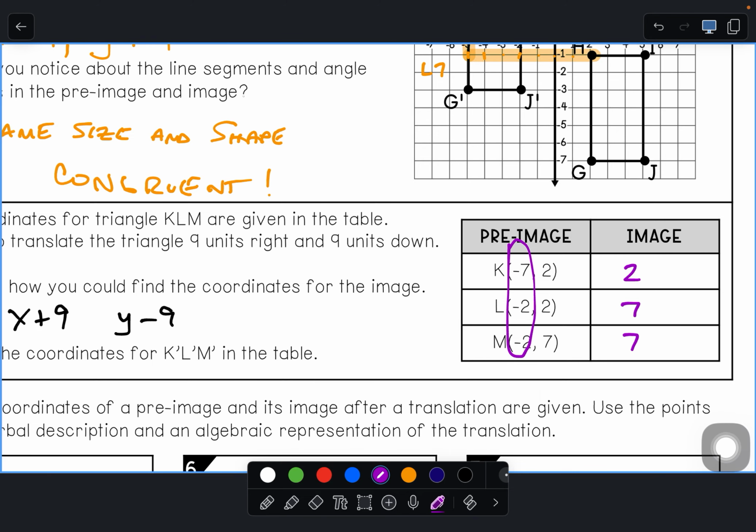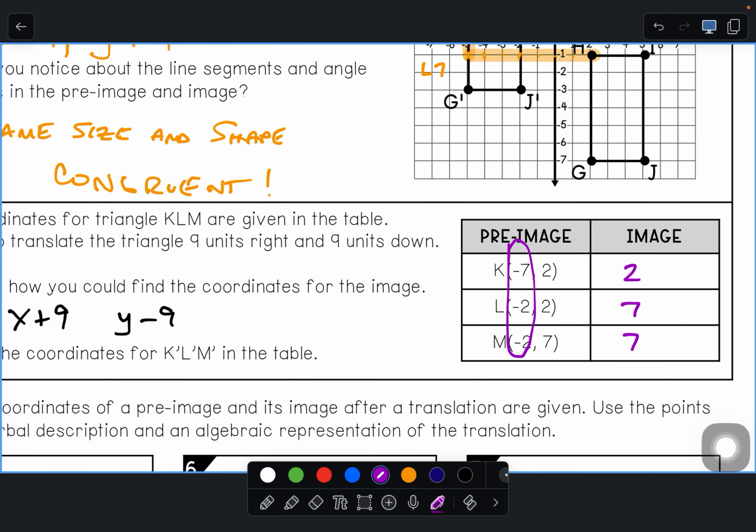Okay, again, I'm looking for a pattern here, okay? So I'm starting at negative 6, I'm ending at negative 5. So that means I moved right 1. Okay, I'm starting at negative 8, I'm ending at positive 2. So that means I moved up 10. So x plus 1, y plus 10.